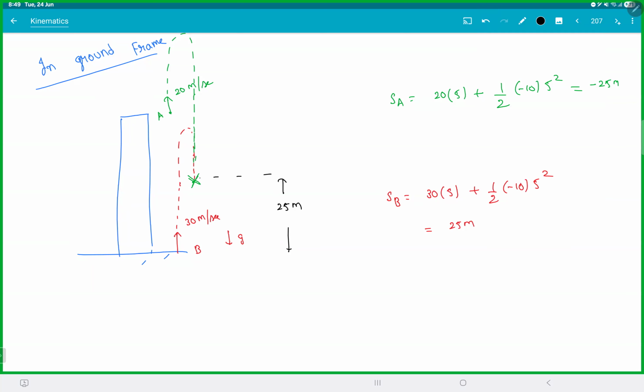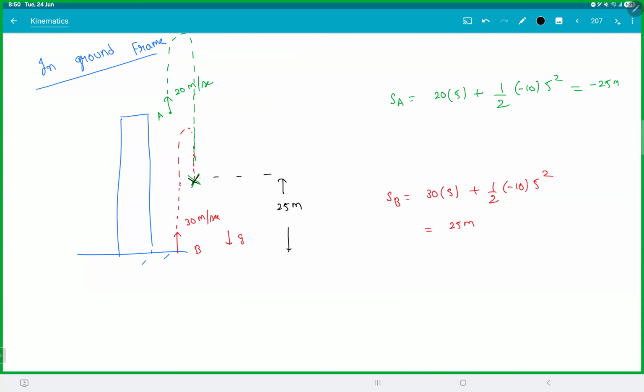Is that making sense? So that is what is happening with the whole scenario. A goes up and comes down. B also goes up and comes down. As B is coming down, A comes from the back and chases B and hits it. And they collide at the midpoint of the building.